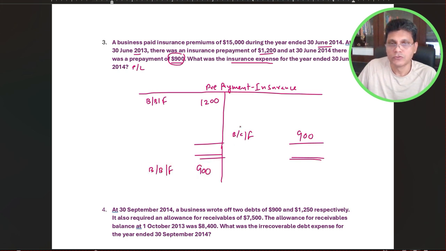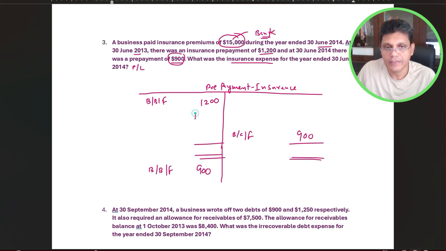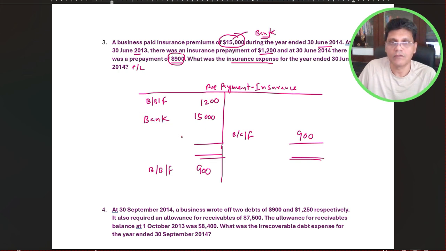So during the year, there was a payment of 15,000 US dollars. When you pay this, you would have credited the bank account, and this amount has to be debited to the prepayment account. Bank credit, debit the prepayment account. So what is the expense charged to the profit and loss account? This is what we need to identify. What is the amount to be charged to the P&L account?